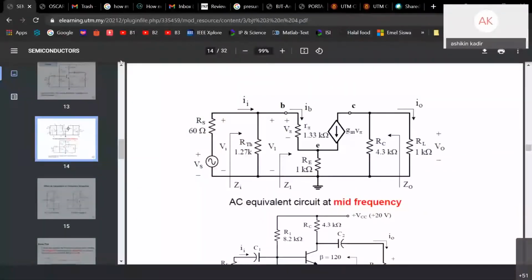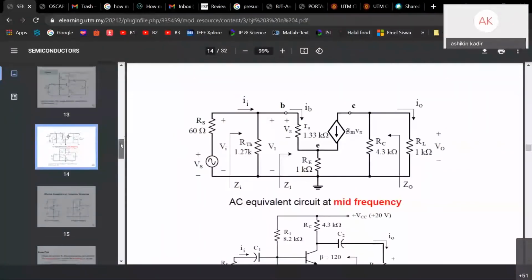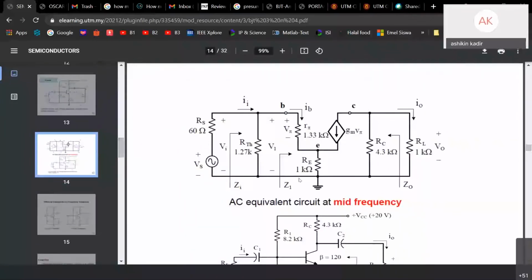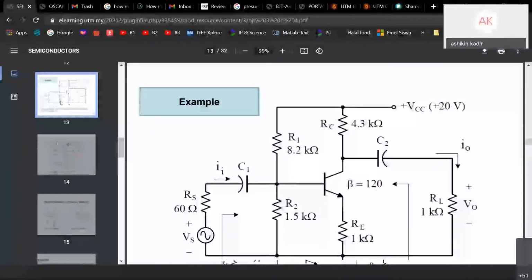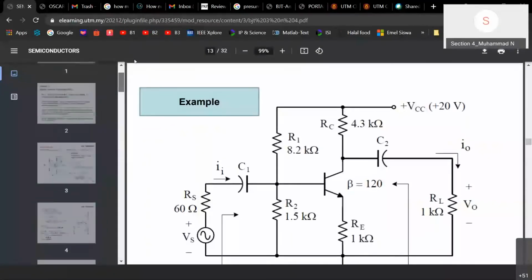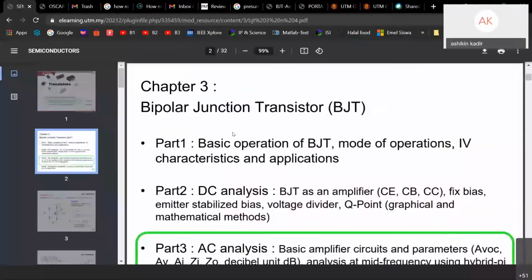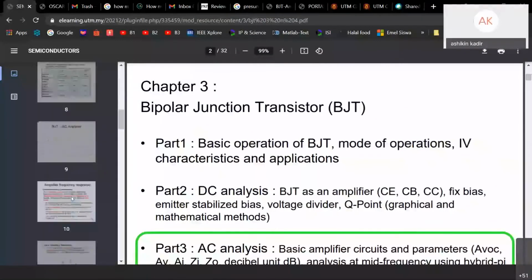Can you see the slide over here? Yes or no? Yes. Okay, so this is from your e-learning. Okay, so from this part 3 notes.